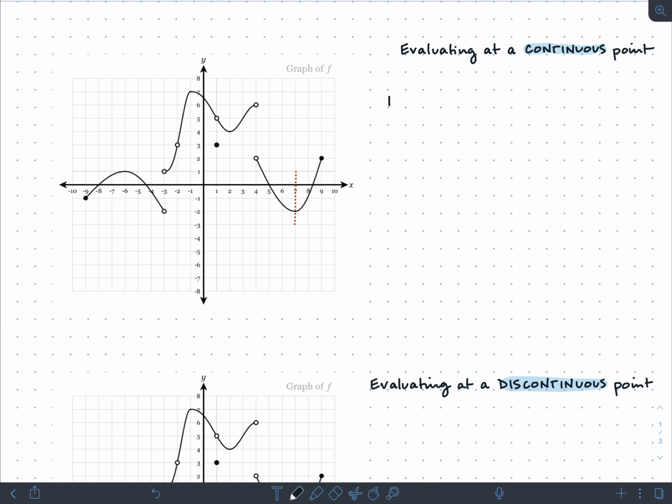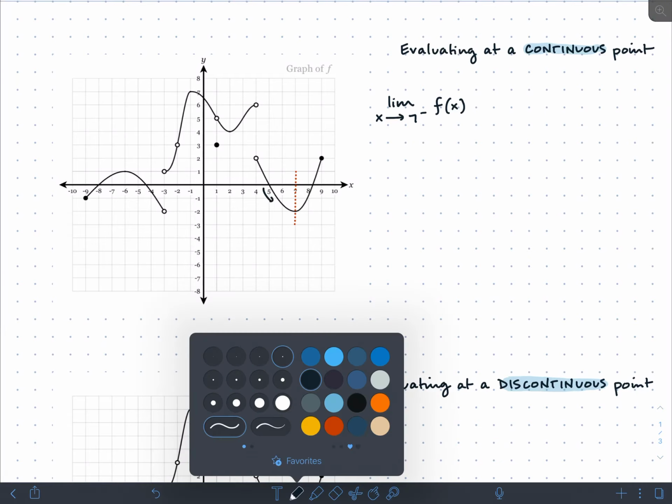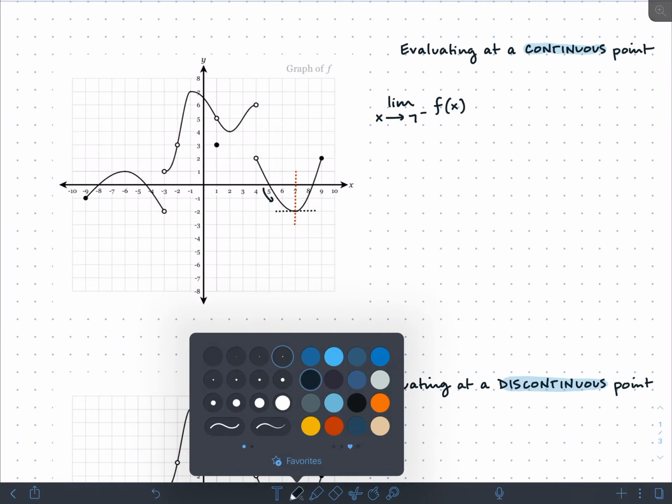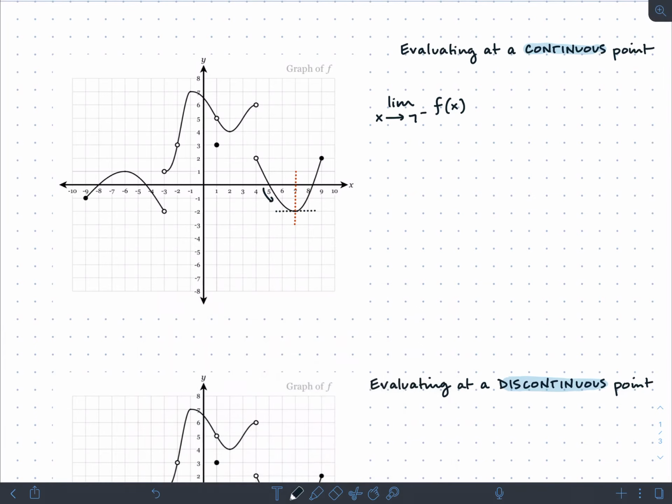So let's start with our left-hand limit. So x approaches 7 from the left. And as we approach 7 from the left, notice that the y value we're approaching is negative 2. So I can say that the value of the limit is negative 2.